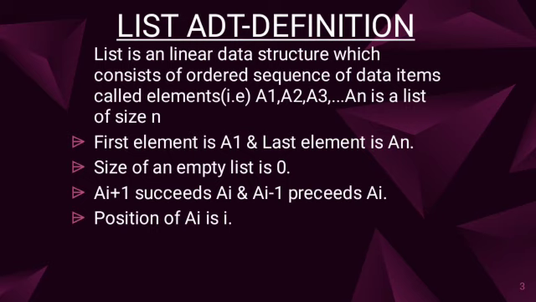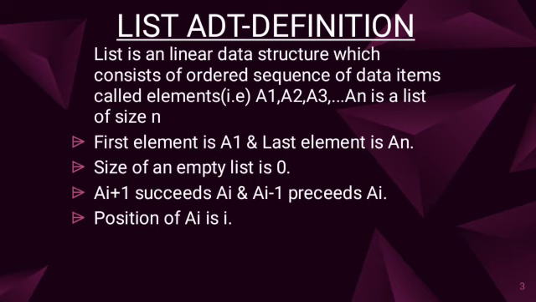Now we see the general form of the list. We have a set of elements A1, A2, A3 up to AN, which is a list of size n. Here n is the number of elements present in the list. For example, if n equals 3, we have 3 elements present in the list, that is A1, A2 and A3. Initially, the size of the list is 0. That is, the size of the empty list is 0.